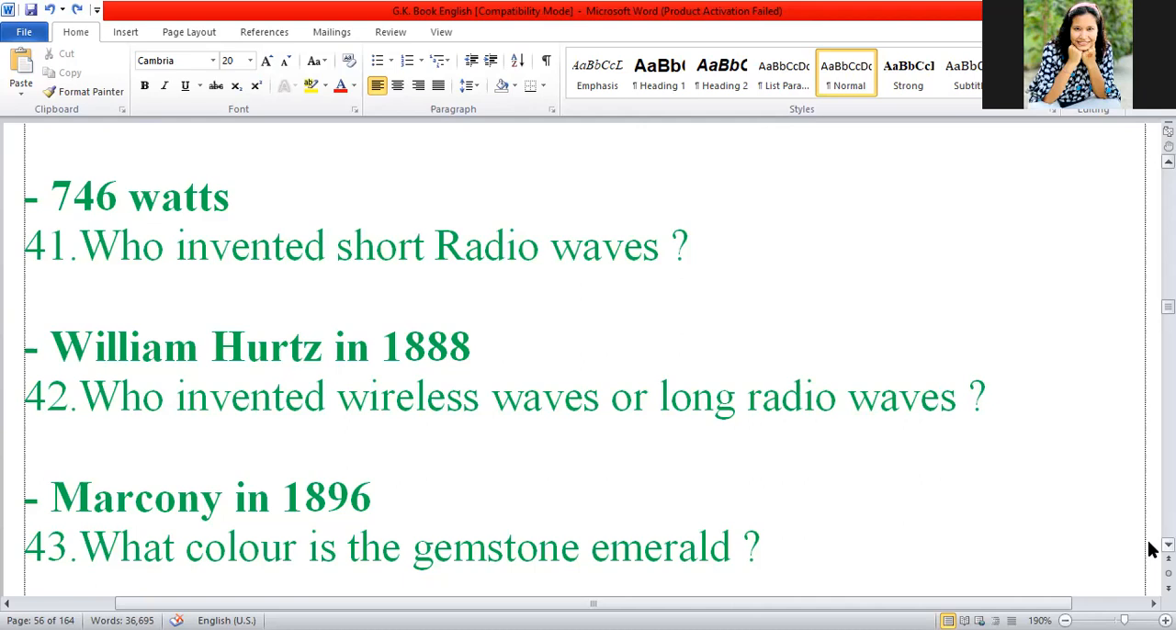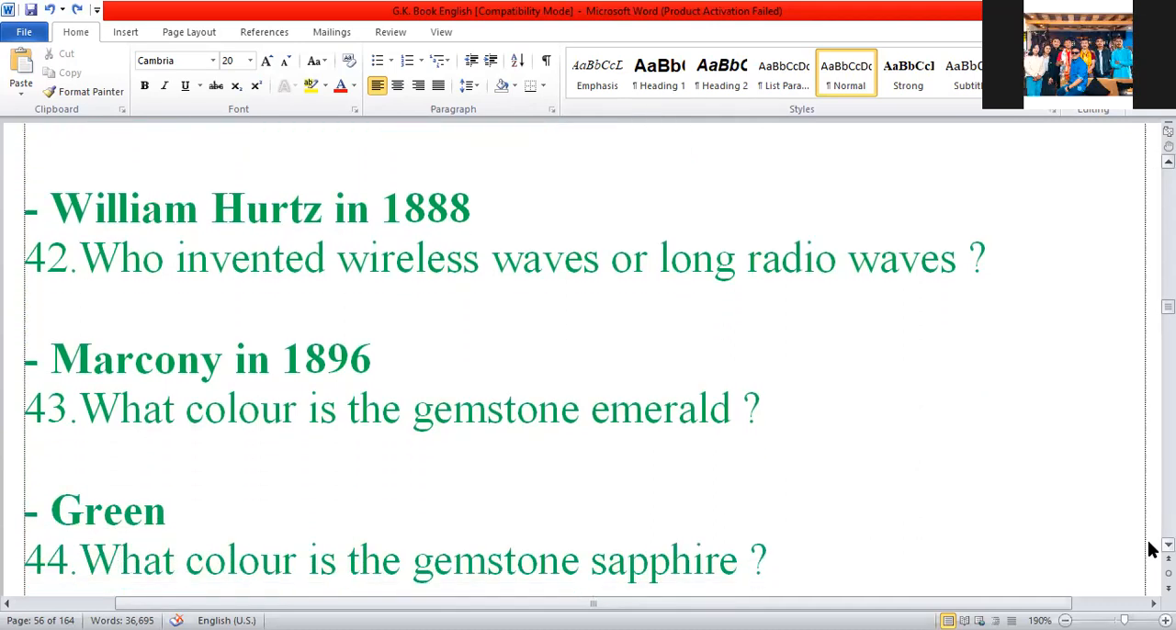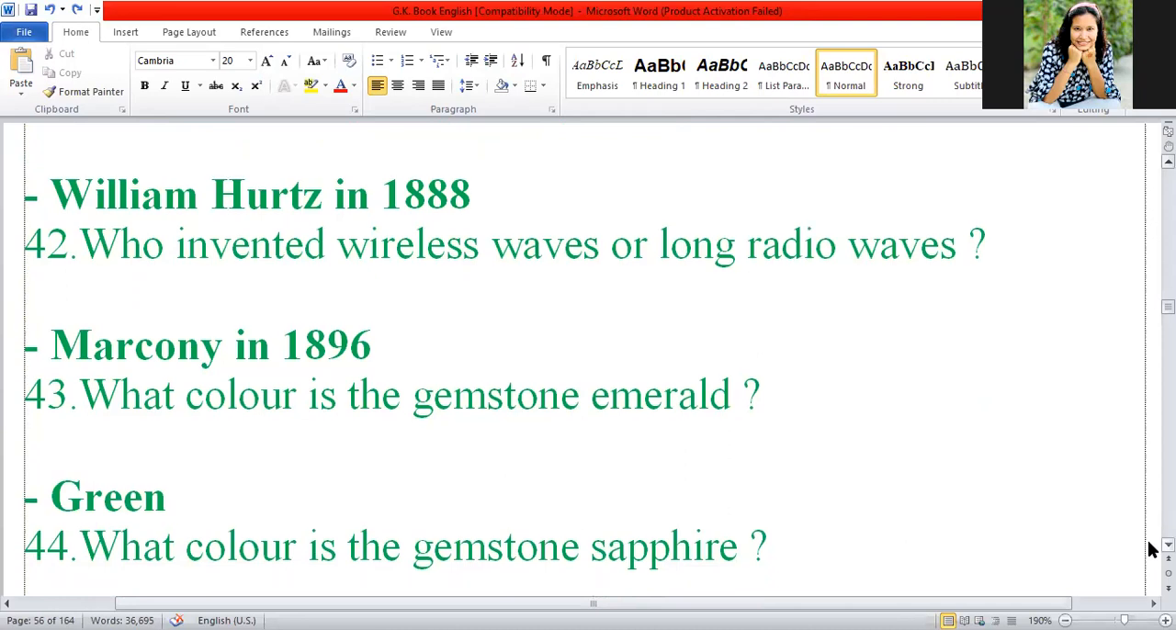Anis. Malai ho, green, hajur. So the right answer is green. The color green is the gemstone emerald. Now next five questions go to Pankaj. Pankaj, are you listening to me or not? Pankaj. Yes. Aru panchota question chai timla jancha.